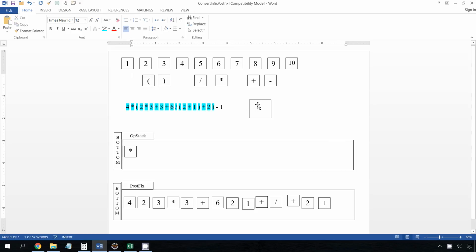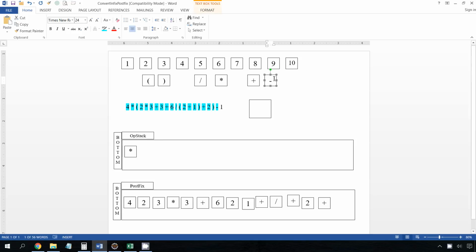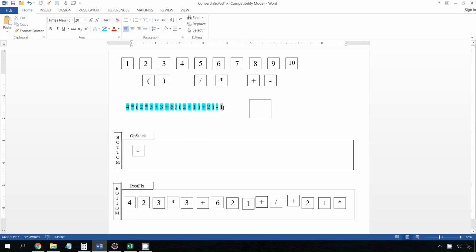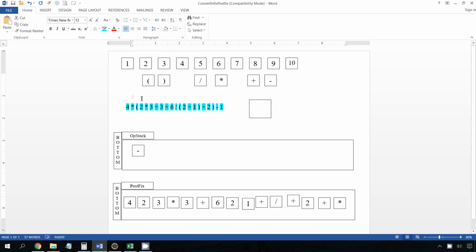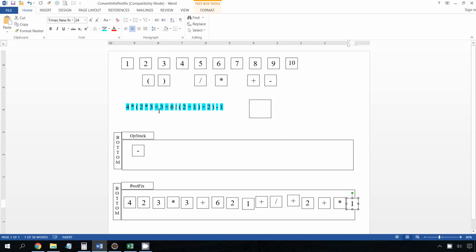I'm done with this. Next up is my minus sign. So this is an operator, so same rules apply. I compare it to what's on the top of the op stack. Well, the top of the op stack is a higher precedence, so I pop it off op stack, push it onto postfix stack, and then my stack is empty, so now I just go ahead and push the subtraction sign onto the op stack. Then I've got my last token, which is the value 1. So I just push that onto postfix, almost out of room. And now I've reached the end of my expression.